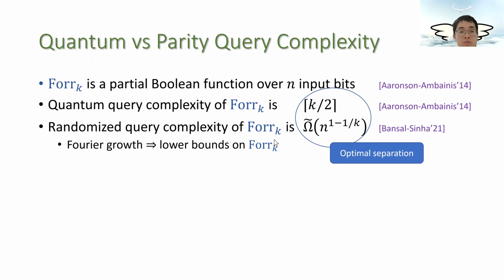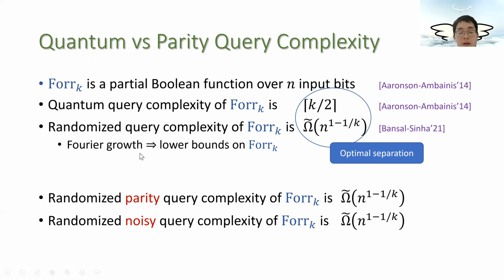And to prove the randomized query complexity lower bound, they use the Fourier growth bound. So applying our Fourier growth bound, we show that the randomized parity query complexity and also the randomized noisy query complexity of the correlation is also at least n to the 1 minus 1 over k.